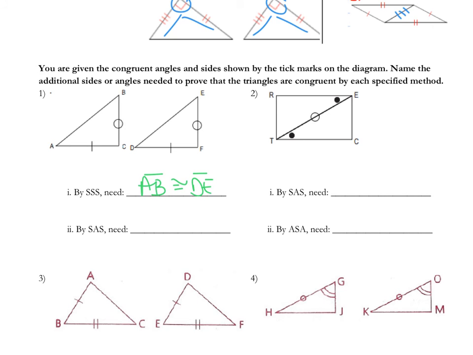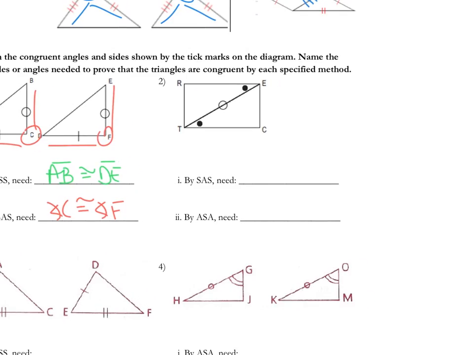Okay. Then if I wanted side, angle, side, I need the angle in between the two sides. So these are my two sides that are congruent. So the angle that's in between is C and F. So angle C is congruent to angle F. Okay. All right, let's take a look at the next example.